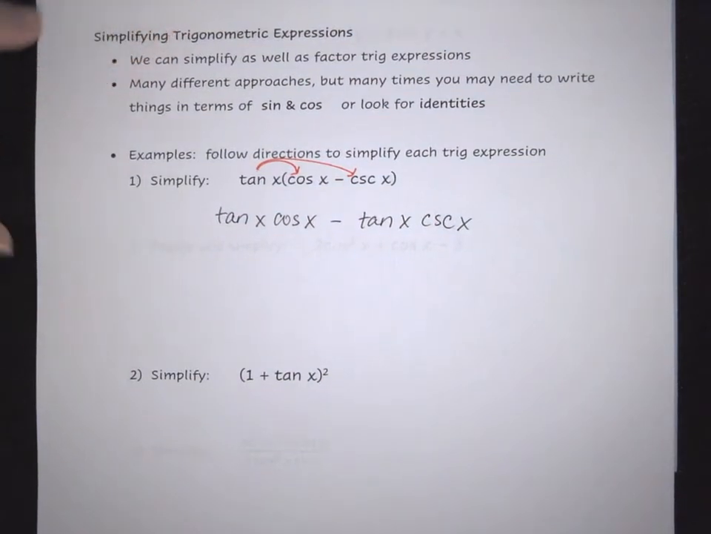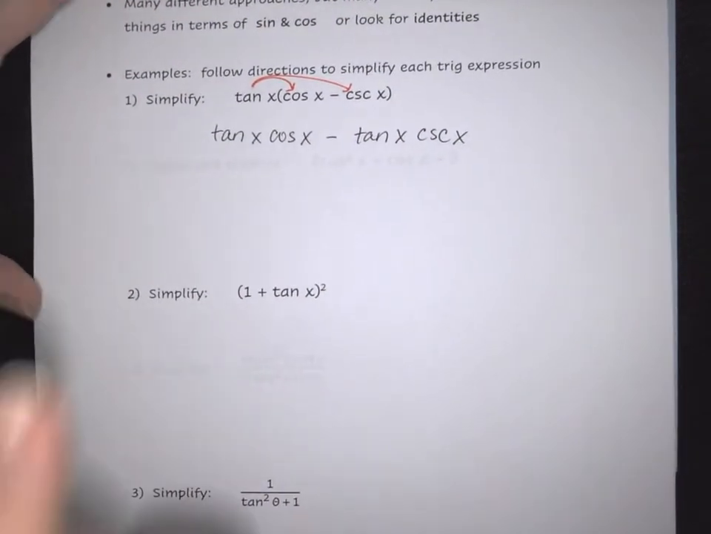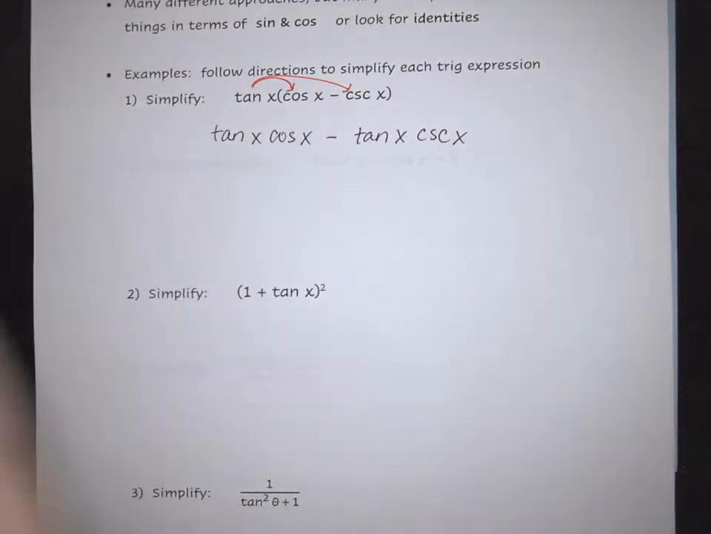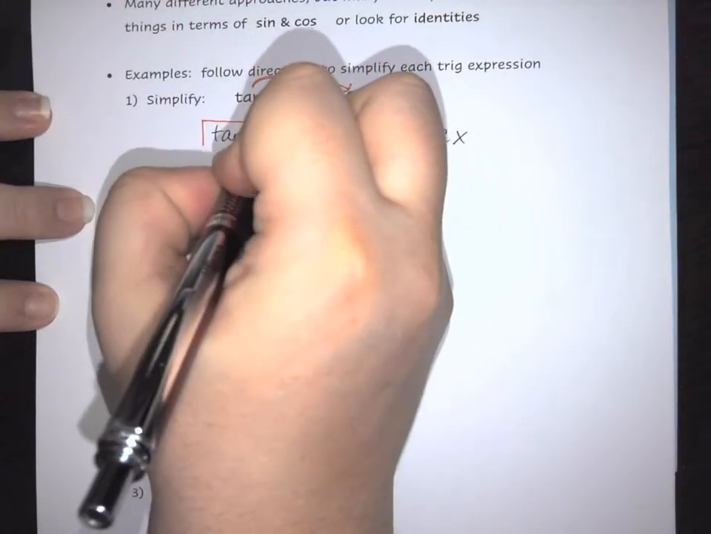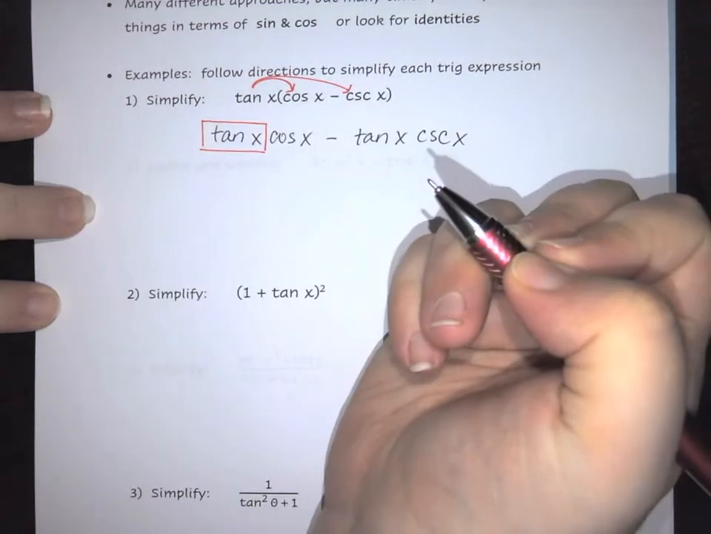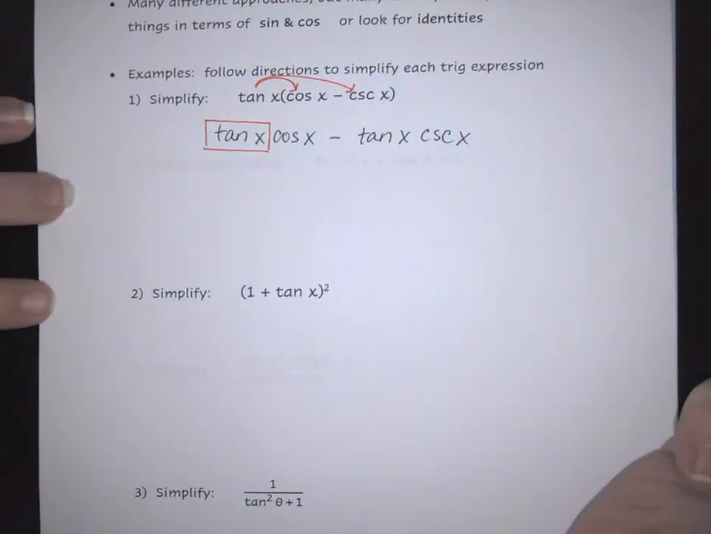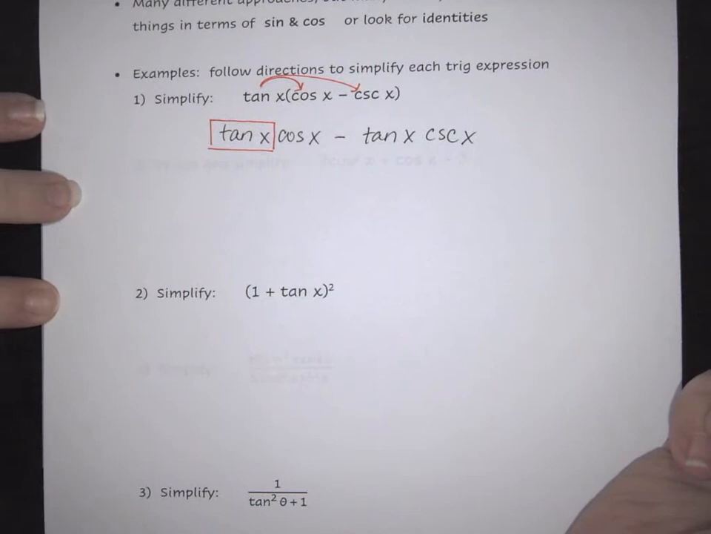Now once we do that, we need to apply our identities. I'm going to look at this first half, and the only place where we can apply an identity is going to be right here with my tangent. The reason for that is because we already know that tangent has a couple of identities that we can use.